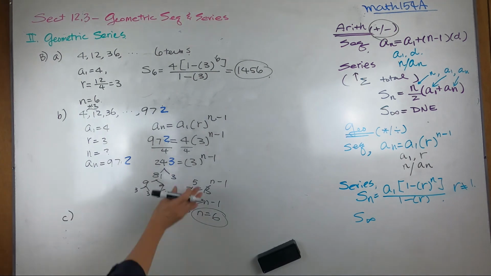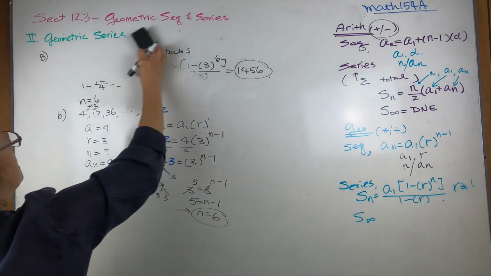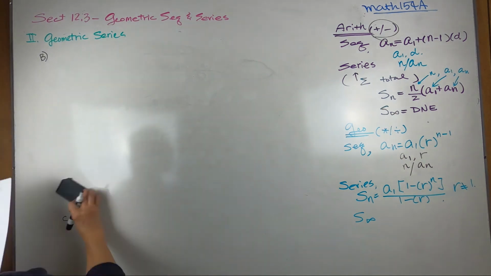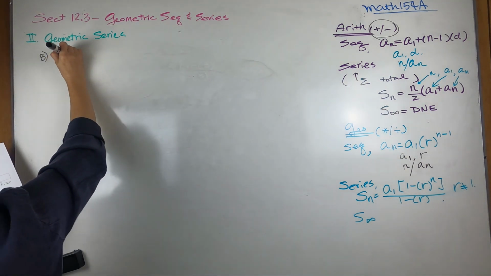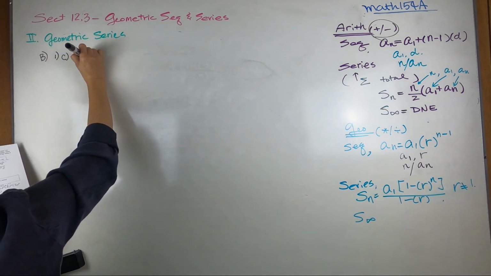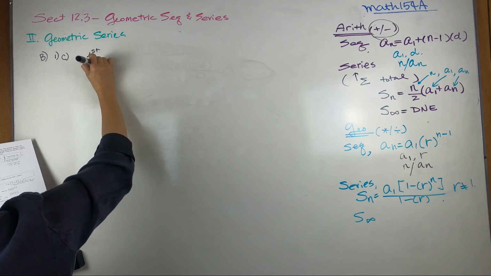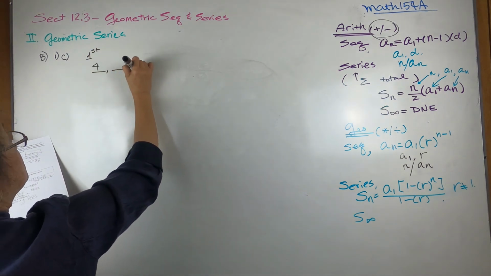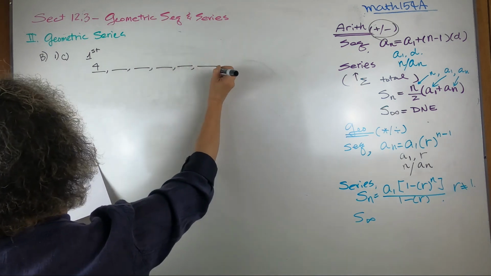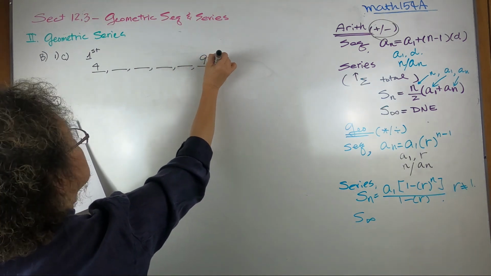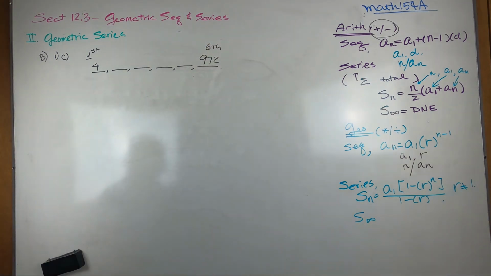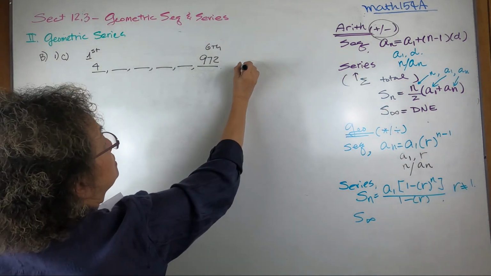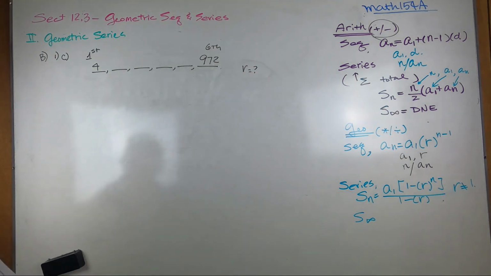All right. Say we didn't see any of those. Then you just see this one. Say my first term is 4, then 1, 2, 3, 4, 5, 6. The 6th term is 972. What's your R? Assume we didn't see earlier whatever we did. We just give you a question like this. How can you find R?